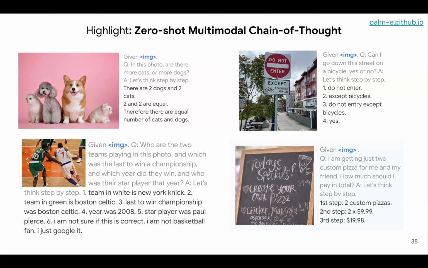I think this one's also very interesting to me because it's, you're a bicycle. Can you go down this street? It's kind of complicated. There's a "do not enter, except," but then in the visual you see the bike. So you have to understand that that's actually a picture of a bike, connect that into words, and then realize, okay, yeah, you can actually go down this.